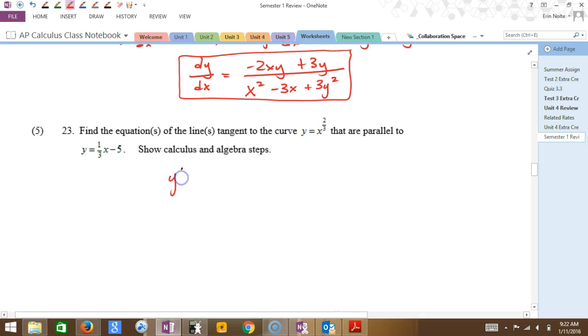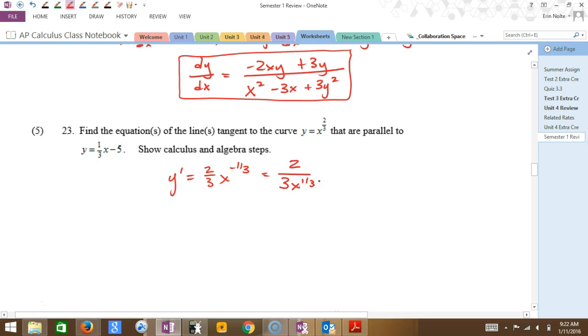I kind of wish they used a different y, but that's okay. So we have x to the 2/3, so the derivative of x to the 2/3 would be 2/3 x to the negative 1/3, right? Yeah. Which by the way is equivalent to 2 over 3x to the 1/3.